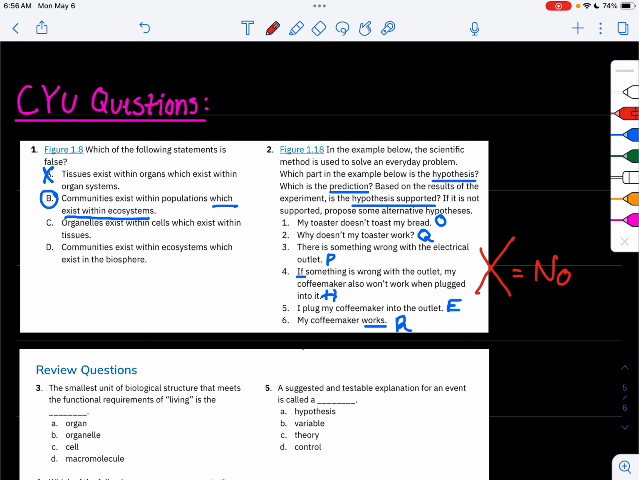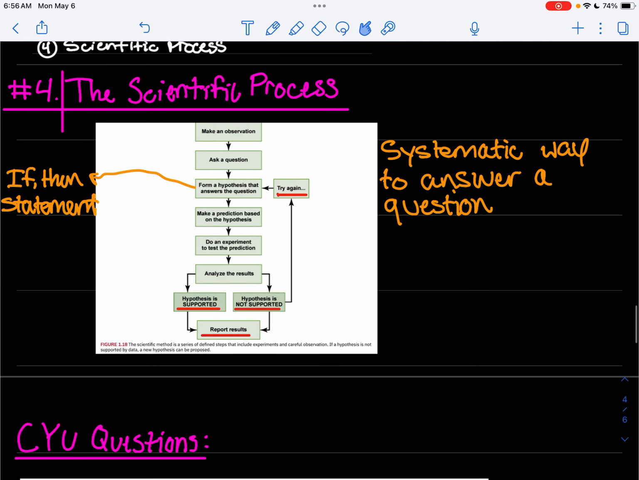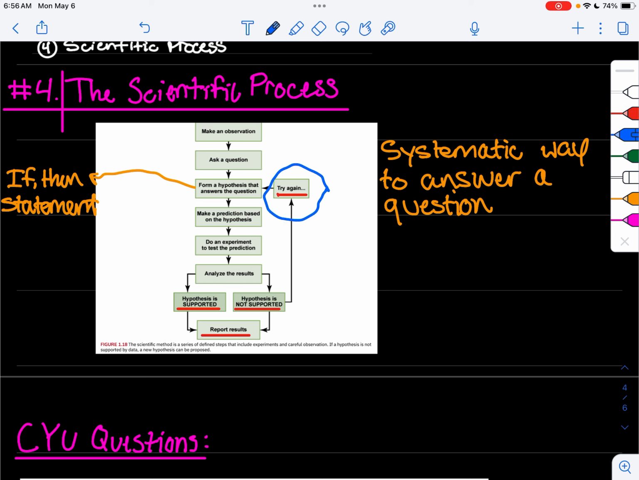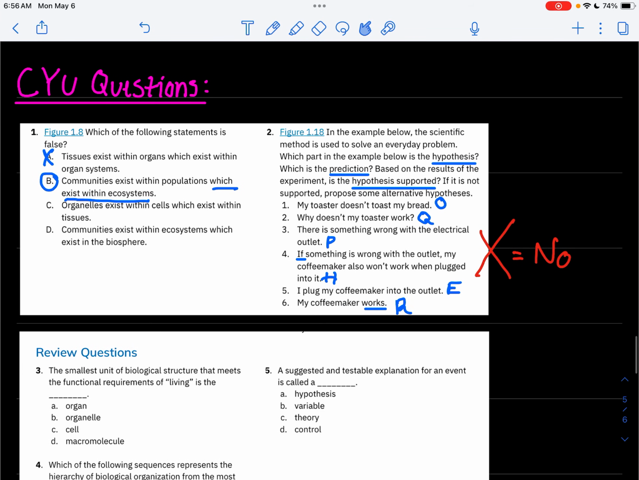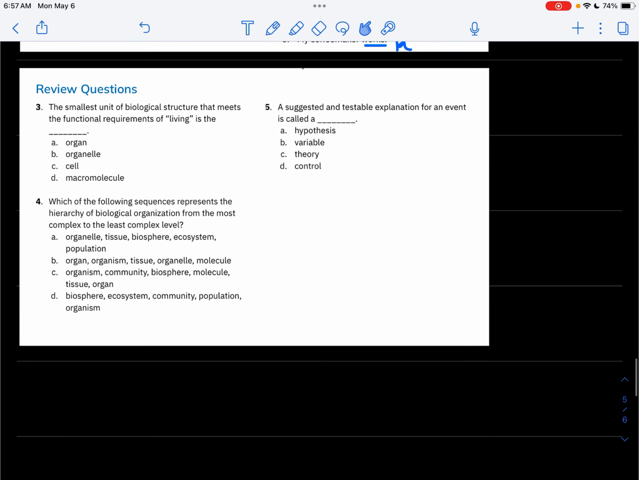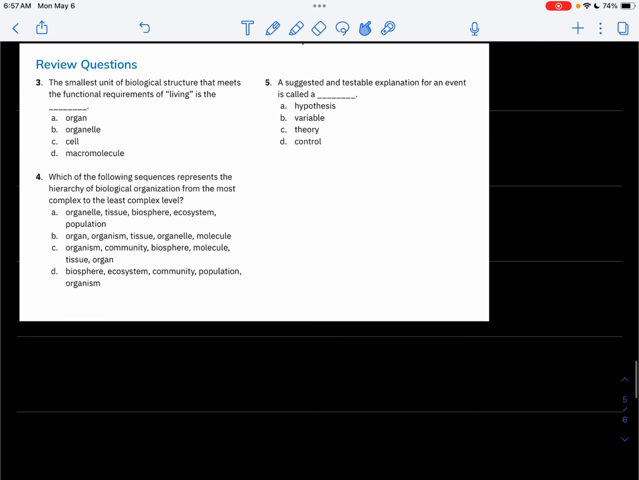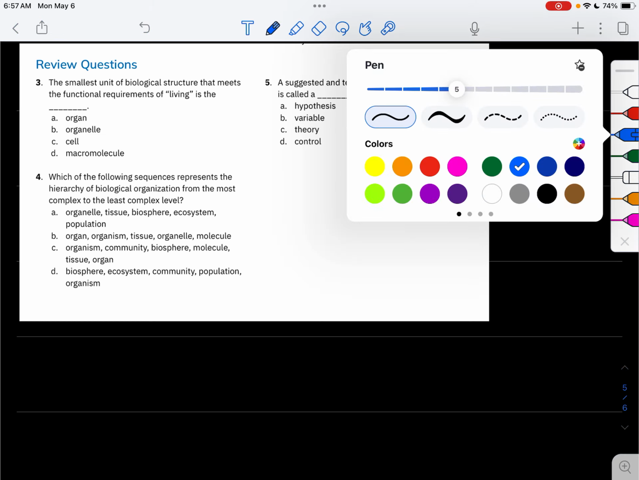So, based on the results of the experiment, is the hypothesis supported? No. If it is not supported, propose some alternative hypothesis. So now this question is looking at this part right here. It's looking at the try again. I will let you form an alternative hypothesis on your own, but I would make it something with the toaster now instead of the outlet. All right. Last three questions. Let's see what color. I was using the color blue, so let's use the color blue again.